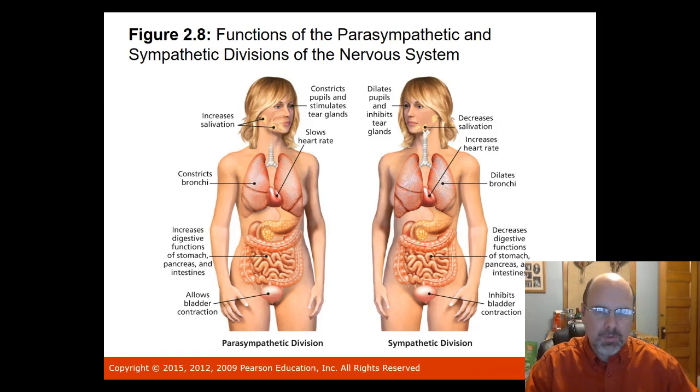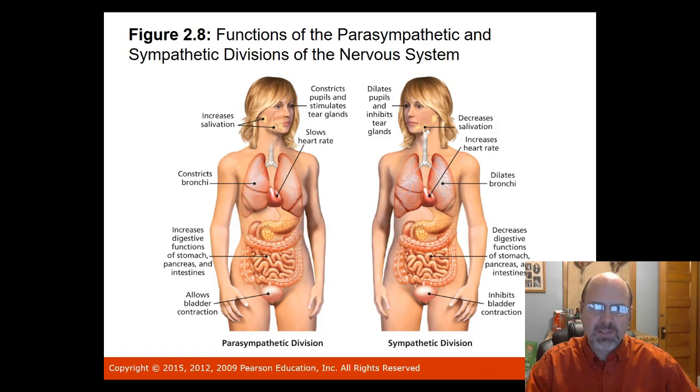Now, during what's called the sympathetic division, this shows exactly what happens. The pupils dilate. So when a person senses danger or extreme stress or excitement, the pupils dilate and it inhibits the tear glands. It decreases salivation. It increases your heart rate, dilates the bronchi so you can take in more oxygen. It decreases digestive functions and inhibits bladder contraction.